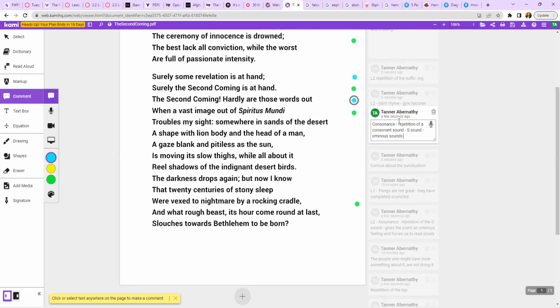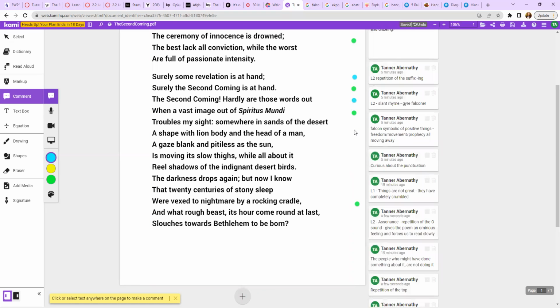If you think of Harry Potter, when the snakes talk, they speak in Parseltongue. It's just a lot of S and H sounds. I think authors kind of know what the effects of different sounds are. Here: troubles my sight, somewhere in sands of the desert, a shape with lion body and the head of a man, a gaze blank and pitiless as the sun.